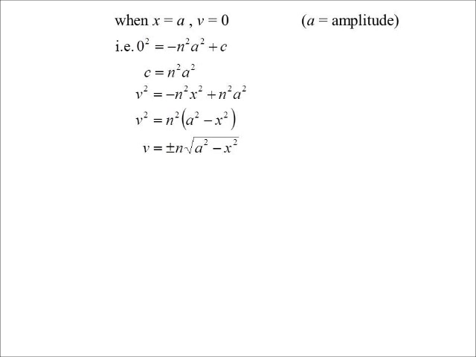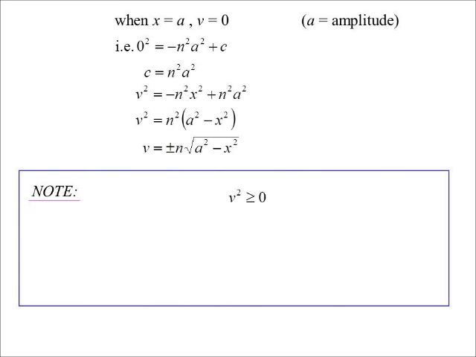Factorise the n squared. So at any particular point then, velocity will be plus or minus, depending on whether we're going to the left or we're coming back, and it'll be n times the square root of A squared minus x squared. Okay, some things to note. I mentioned this yesterday. Velocity squared, or in other words, whatever's under the square root sign, will always be greater than or equal to 0.